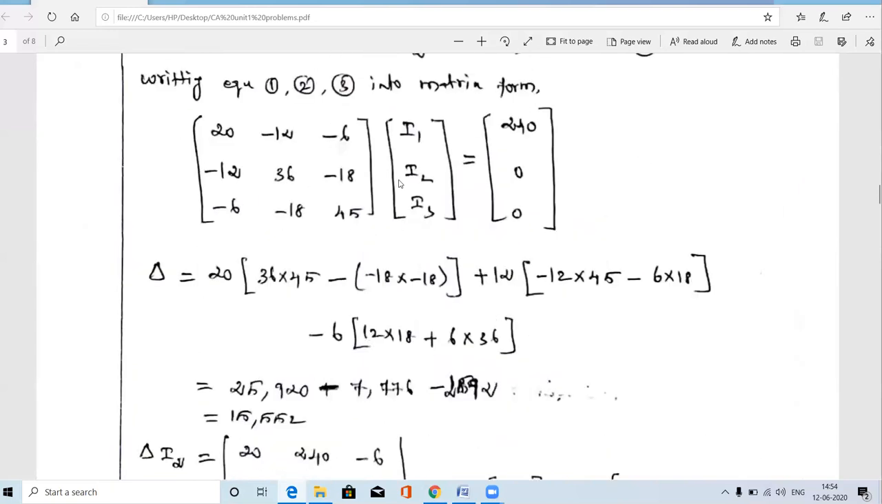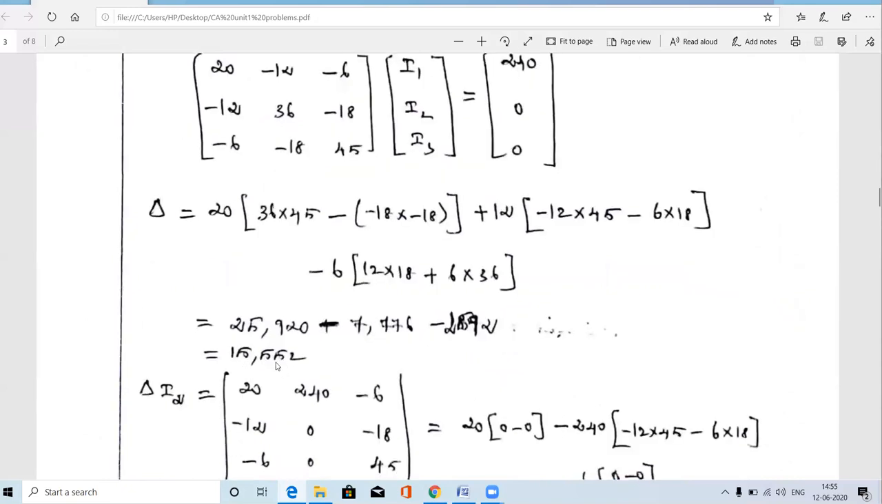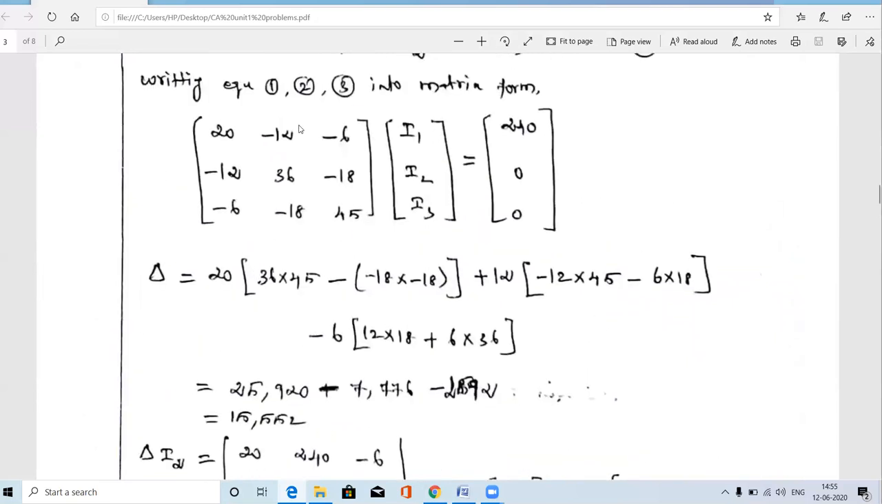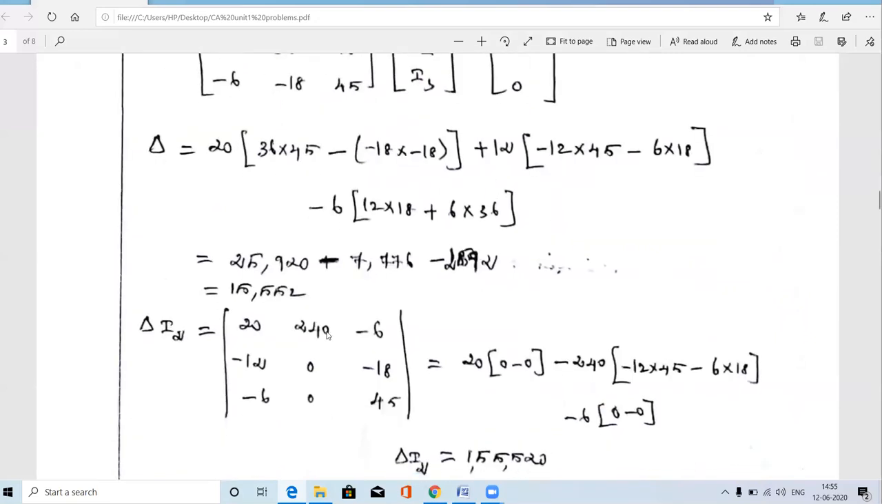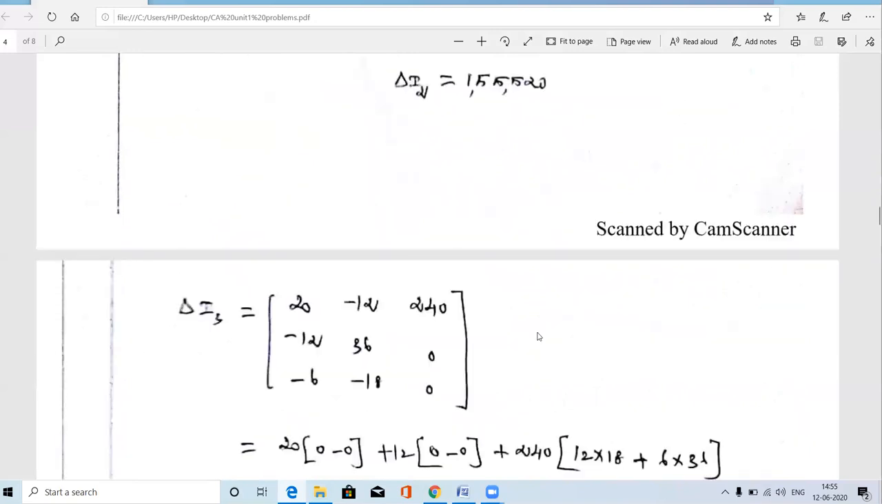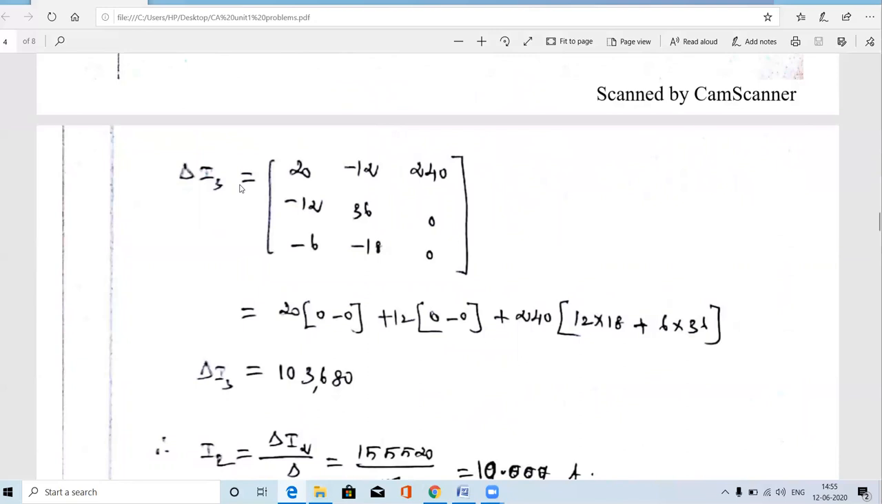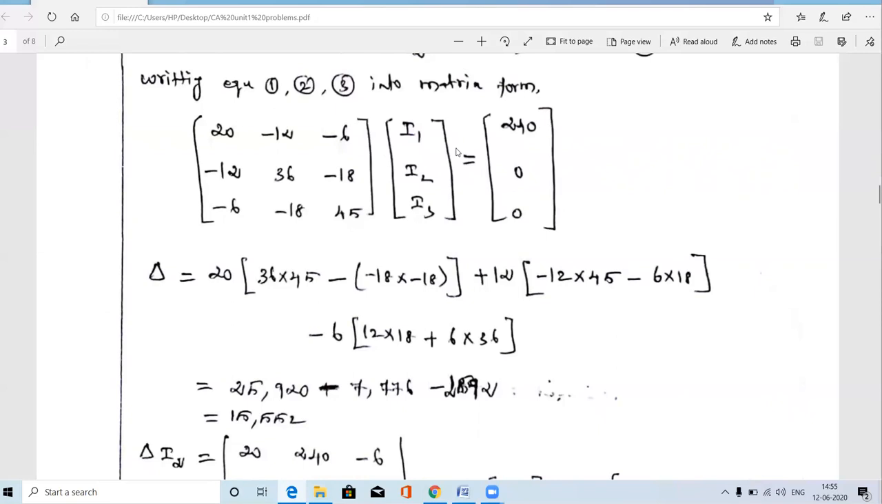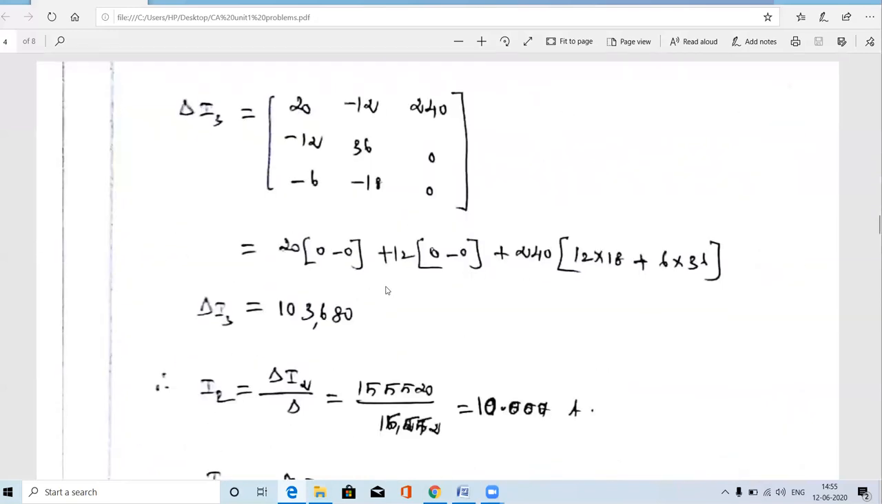So first we calculate the del value, the determinant of this 3 by 3 matrix. The answer is 15,552. Then we have to calculate del I2. In the 3 by 3 matrix, replace the second column by the constant values 240, 0, 0 and find the determinant, which is 155,520. Similarly, find the del I3 value. Del I3 means in the 3 by 3 matrix, replace the third column by the constant values.